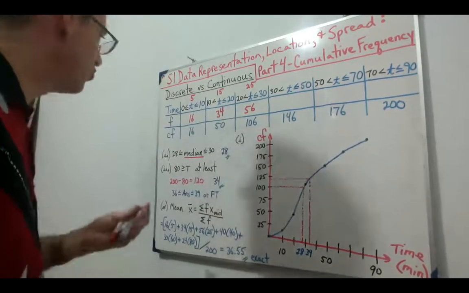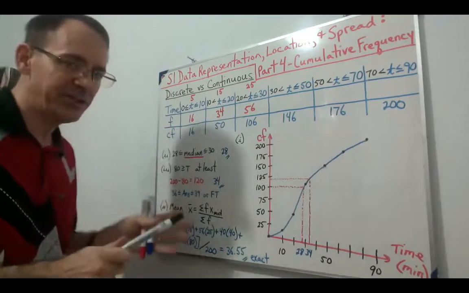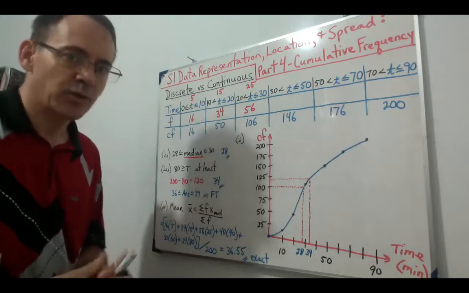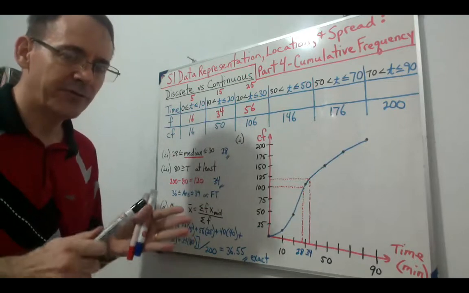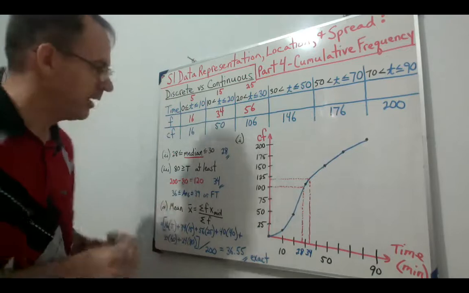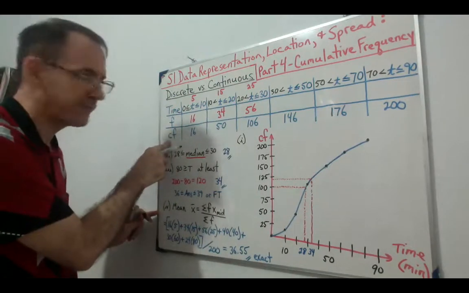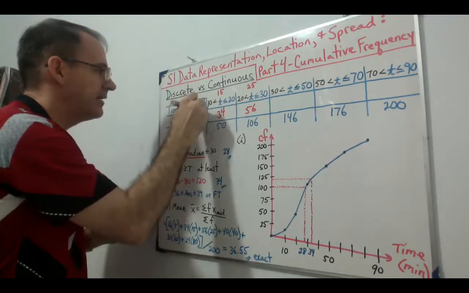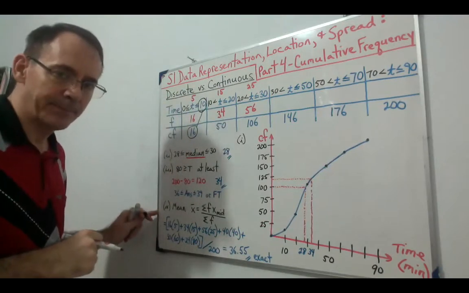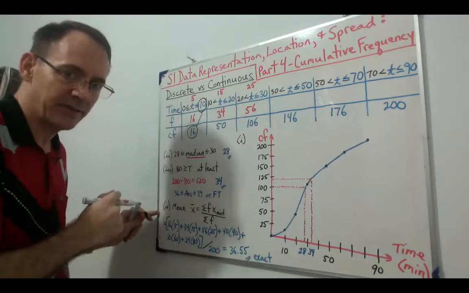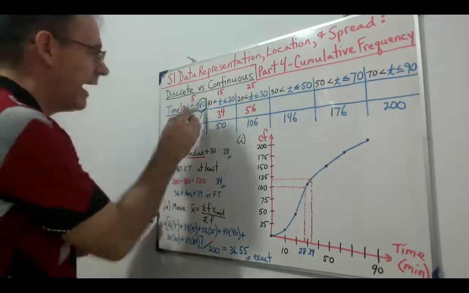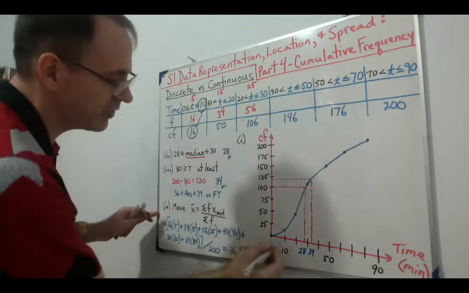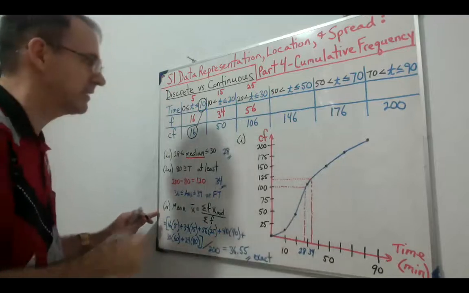Then when you graph a cumulative frequency graph, so pay close attention again, when you graph a cumulative frequency graph, you graph the cumulative frequency with the upper end of your class boundary. So at 10 on the x-axis is where I go to 16 on the y-axis.